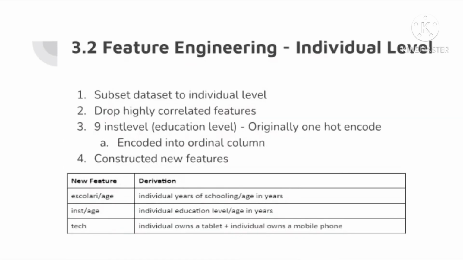For feature engineering at the individual level, we similarly subsetted the individual variables by adding the individual variables in arrays we defined previously. Next, we dropped individual variables such as male as it is highly correlated to female column. Next, we encoded the 9 education levels, which were originally one hot encoding, into an ordinal column. Lastly, we constructed 3 new features using ratio of age and grouped relevant features into a single feature using summation.